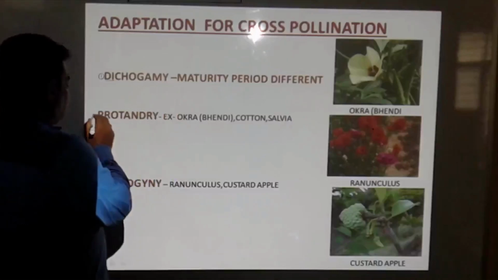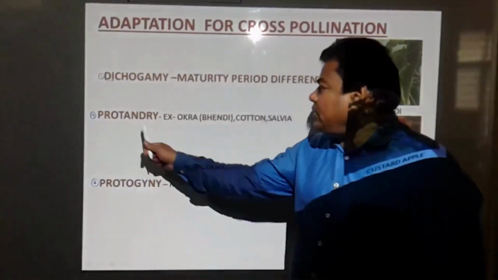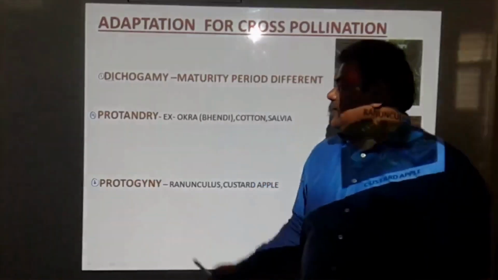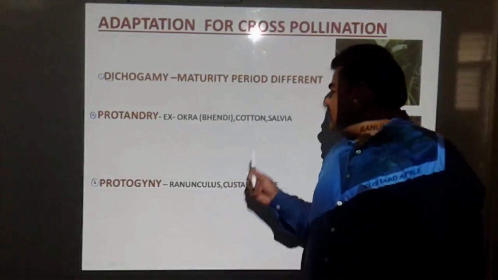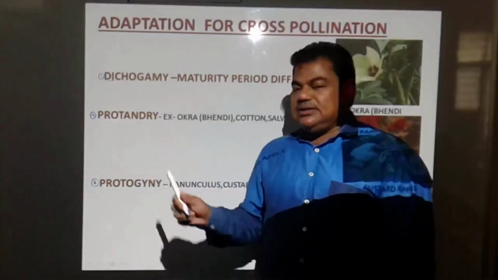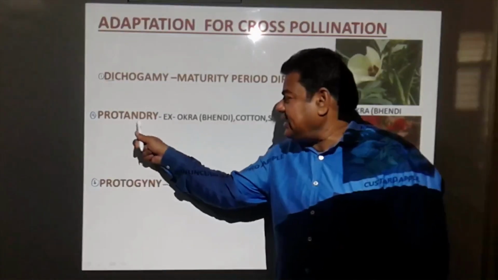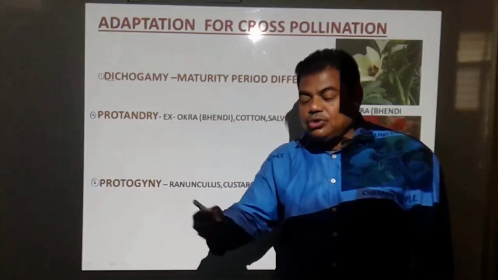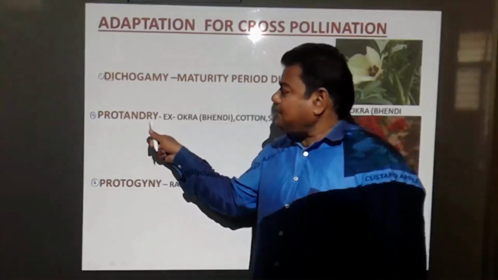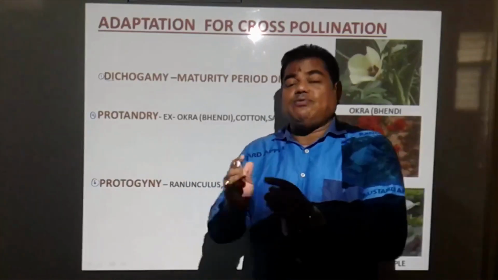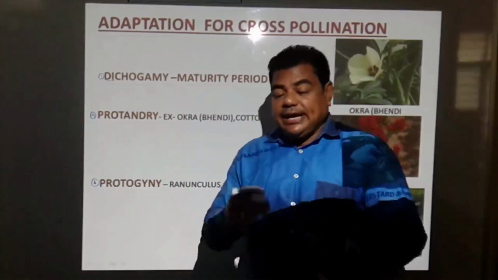So DICOGAMY is of two types. One we call PROTANDRY, and the second we call PROTOGYNY. PROTANDRY takes place in, for example, okra, bhendi. The second example is cotton, and the next one is salvia. Here in PROTANDRY, pro means first, and androecium, the male reproductive organ, matures first. It means the stamens mature first, pollen grain formation takes place in these flowers first, and then the gynoecium matures. Such an adaptation is carried out in this example.